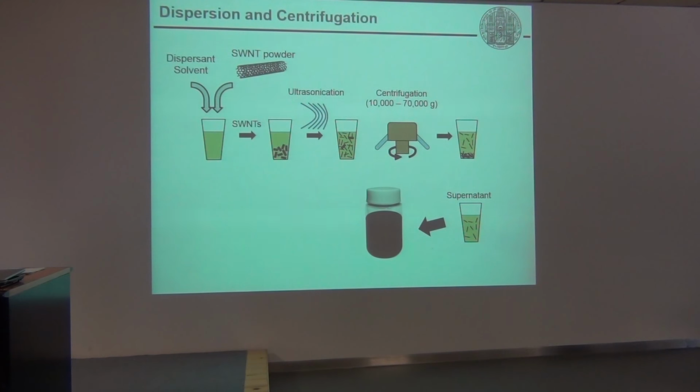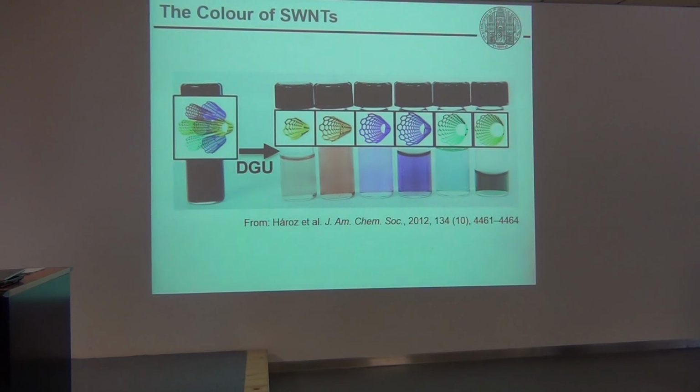Why does it look black? It looks black because lots of different carbon nanotubes are in it, because each particular chirality or type of nanotube actually has a very specific color. So if nothing else, I want to convince you carbon nanotubes are not black.